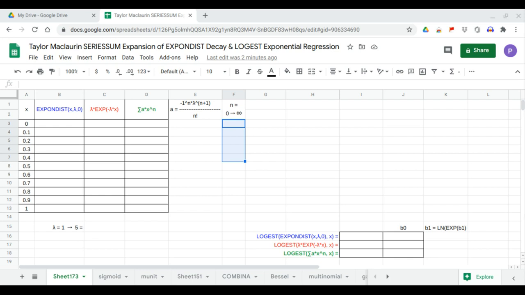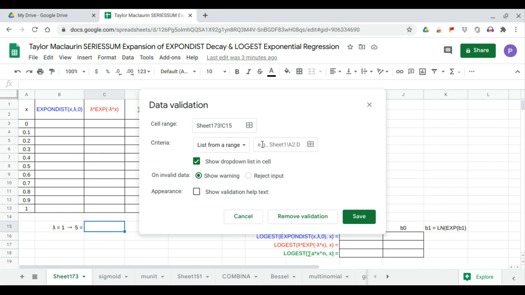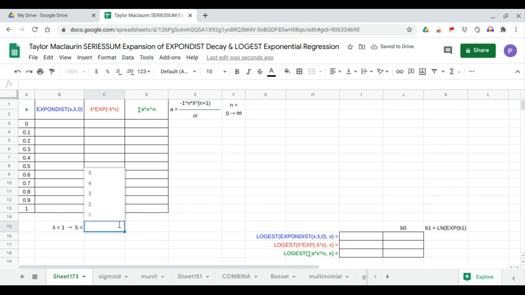In this video, we'll generate the trend line and dataset of EXPONDIST decay function over values of lambda from 1 to 5. So we have these values of data validation, list of items from 1 to 5: 1, 2, 3, 4, 5, and save. So these are values of lambda from 1, 2, 3, 4, and 5.